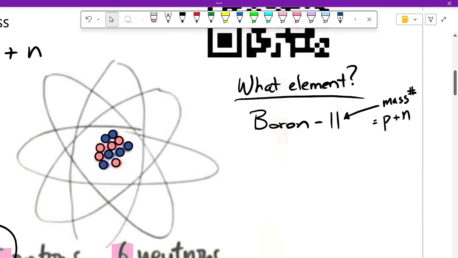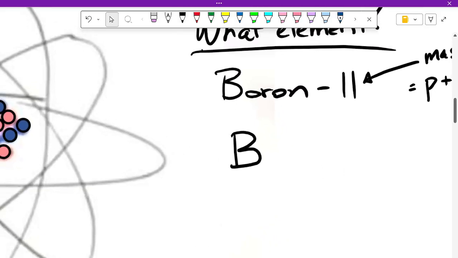Okay, how would we write the symbol for this? We would put B. And where does the 11 go, Ben? Where does the 11 go on the symbol? Yeah, top left, absolutely. Okay, so there's our 11. And what goes down at the bottom left, Hannah? The 5, because that's our atomic number.